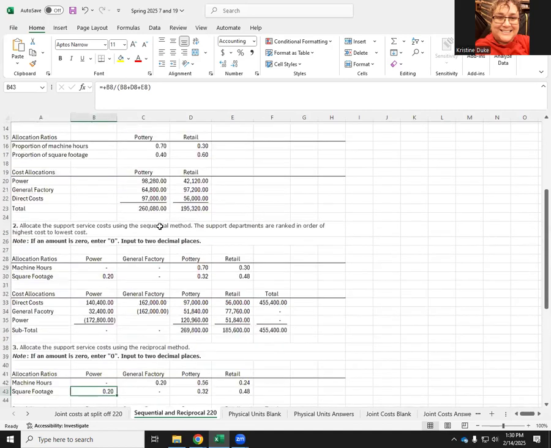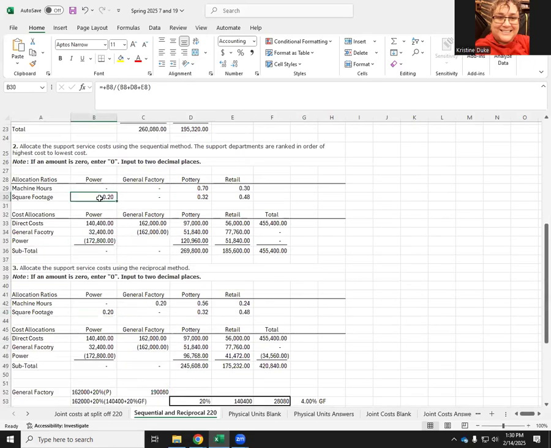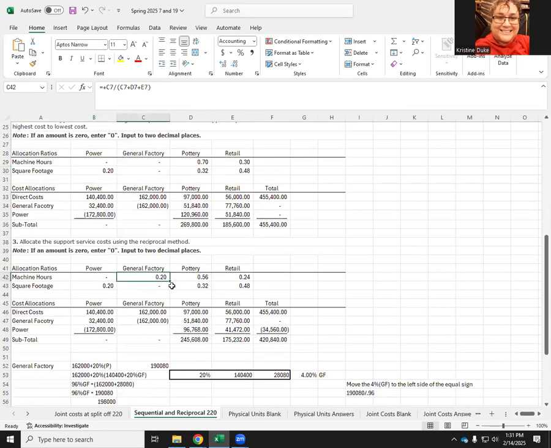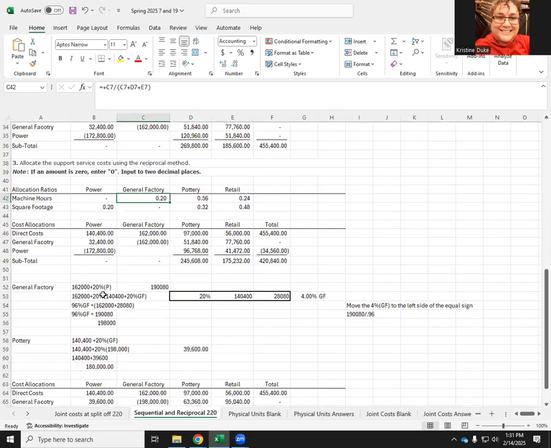I determined that here the power used 20% of the general factory based on the square percentage. General factory used 20% for the power. It was based on machine hours. Okay. So what we do is we start with general factory. General factory, whatever that dollar amount is going to be, equals, this is part of sequential up here, okay?